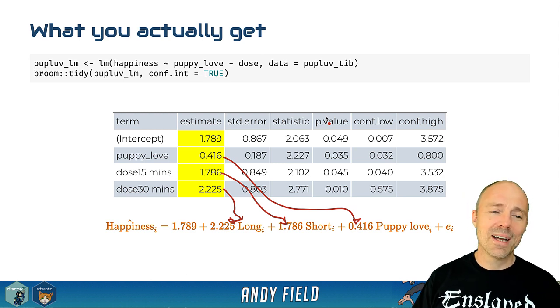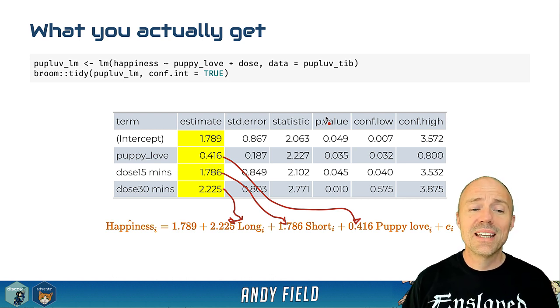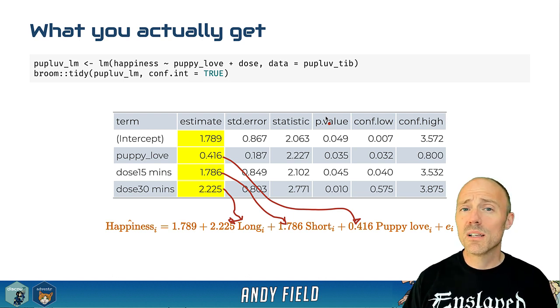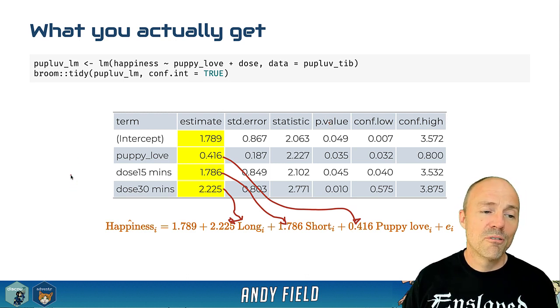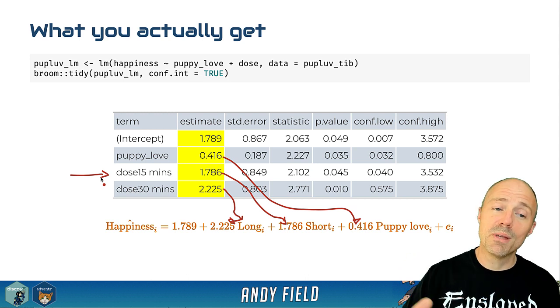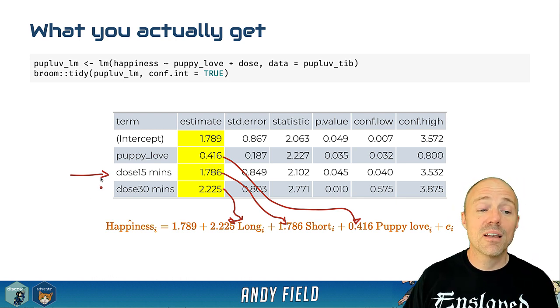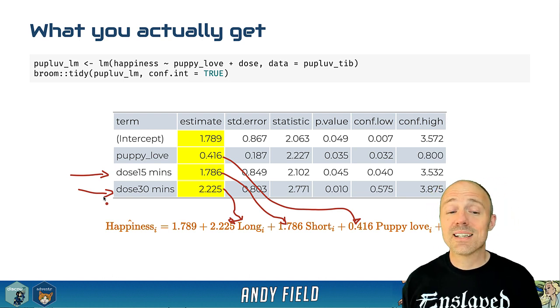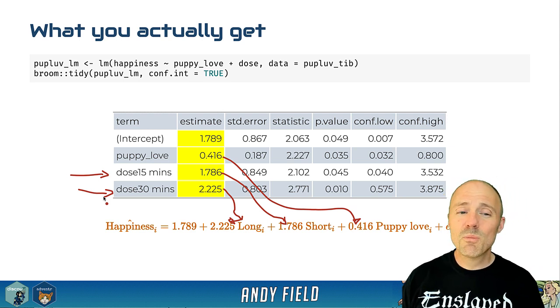So why are they not what we were expecting? Well, the reason is that by including puppy love in the model, the betas for dose are being evaluated at average levels of puppy love. So it's no longer the case that they're being evaluated in their raw form. They're being adjusted for the fact that puppy love is in the model. So for the low dose, the 15-minute dose, rather than the 1.6 we were expecting, which is the difference between the raw group means in the 15-minute group and the control group, we're getting this other value of 1.786. And the same for the 30-minute dose. We were expecting a value of about 1.6, but we get a value of 2.23. That's because these are now representing the group means adjusted for puppy love. So what do we mean by adjusted for?